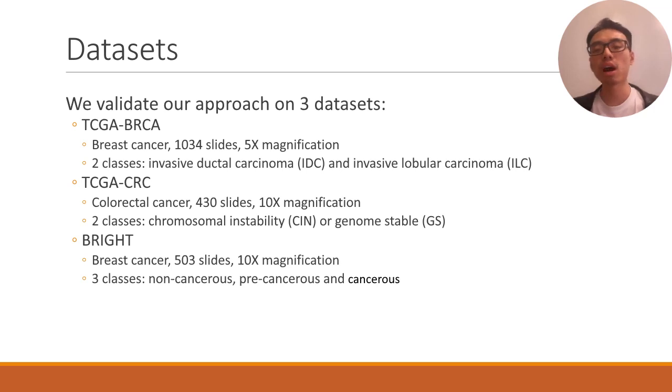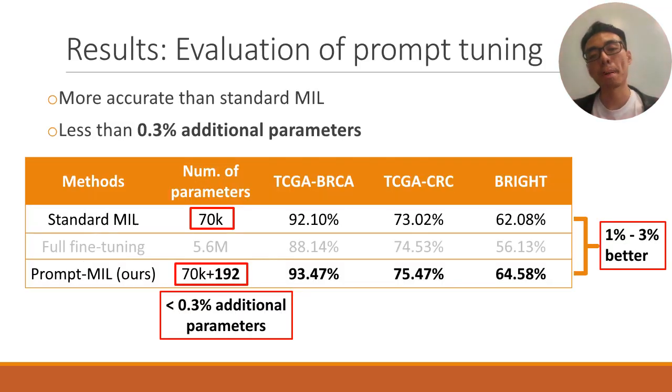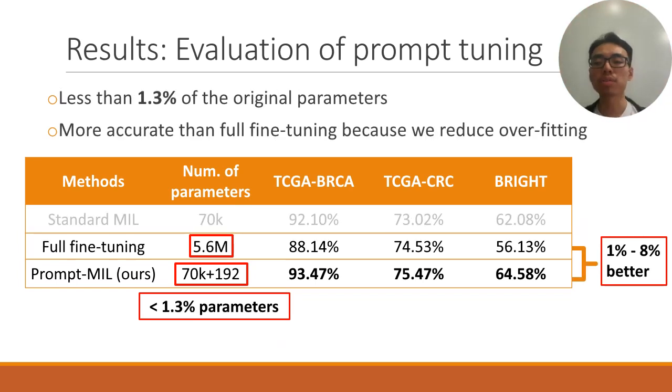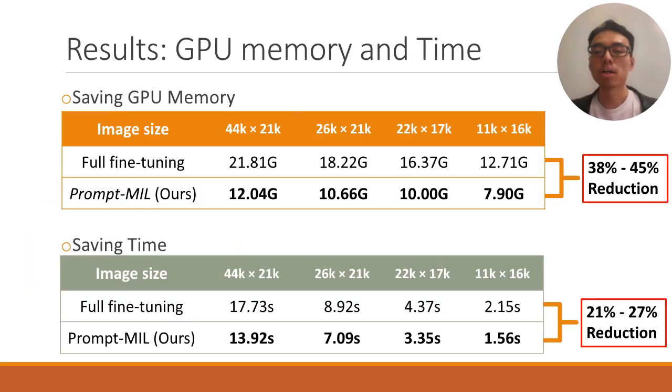We evaluate our approach on 2 breast cancer datasets and 1 colorectal cancer dataset. Compared with standard multiple instance learning, which cannot be fine-tuned, our method achieves 1% to 3% better accuracy at a small cost of less than 0.3% additional parameters. Similarly, compared with standard full fine-tuning, we use only less than 1.3% of the original parameters, but achieve 1% to 8% better accuracy. Compared with full fine-tuning, we use 40% less GPU memory and 30% less time.